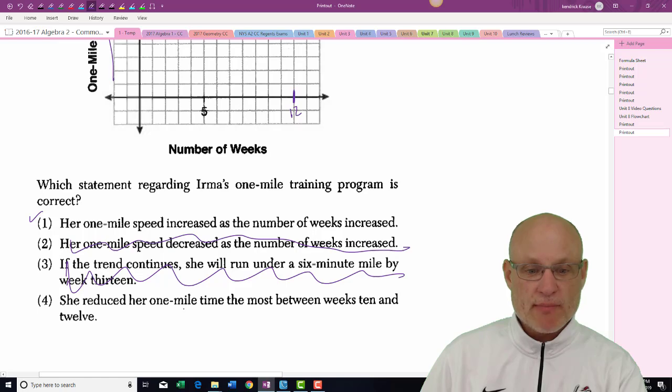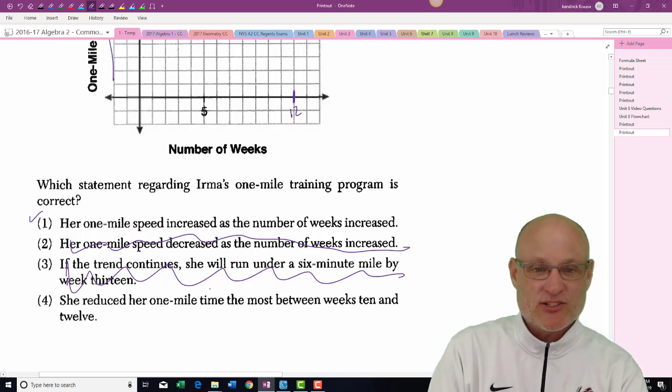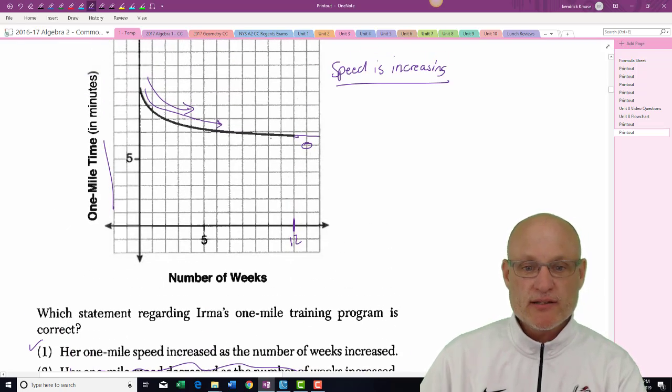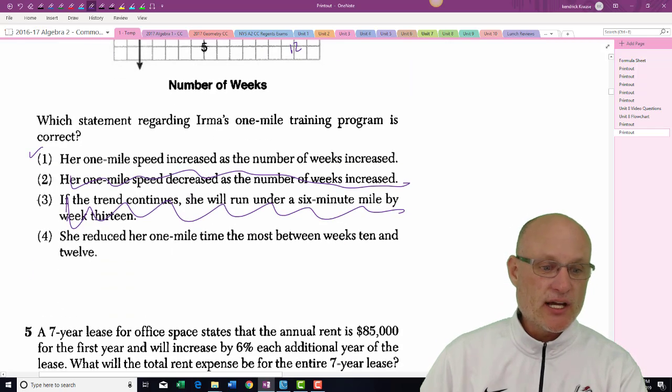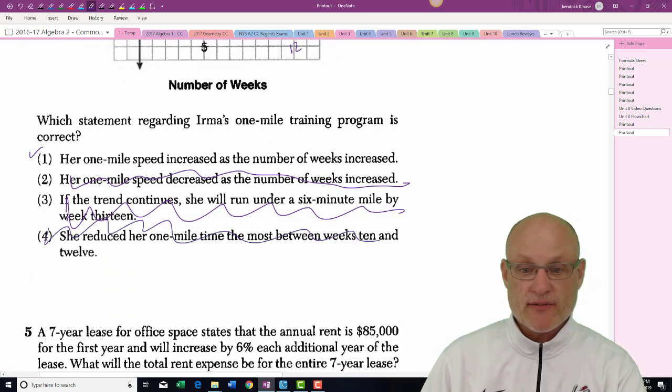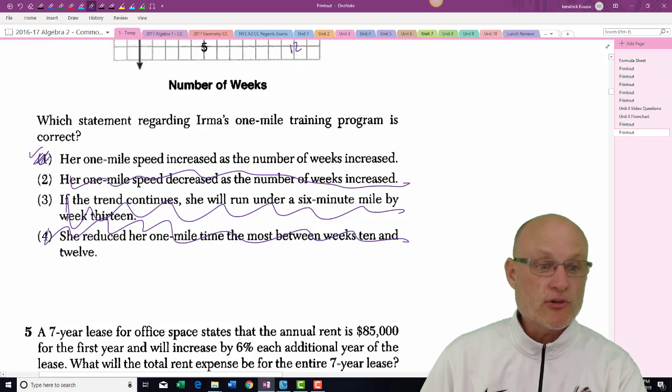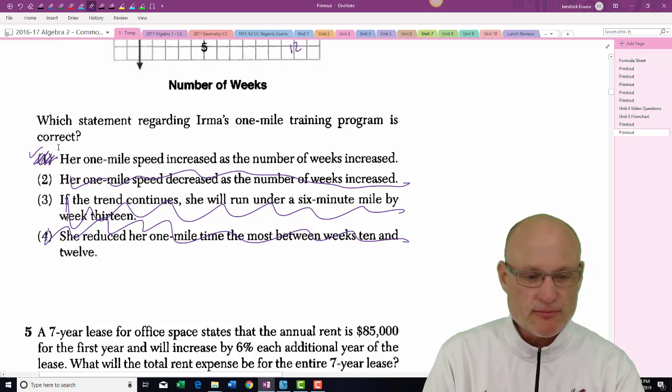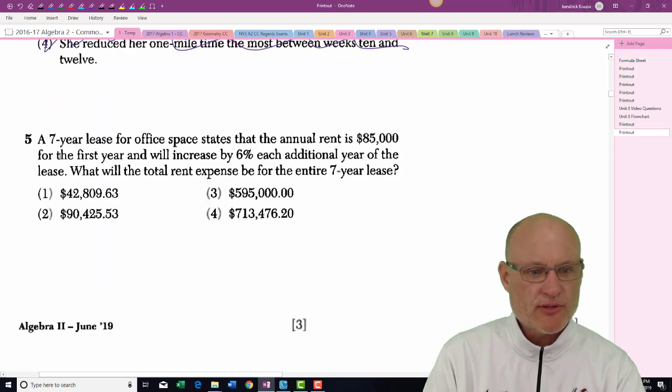And she reduced her 1 mile time the most between week 10 and 12. Well, this is week 10 and this is week 12. I would say she reduced it the most from week 0 to week 2 or 1. So that's not it. So it looks like, and again, I don't have the answer key with me, but it looks like it's choice 1. And I'm pretty sure that's true. But boy, that was a tricky question. I almost missed that one.